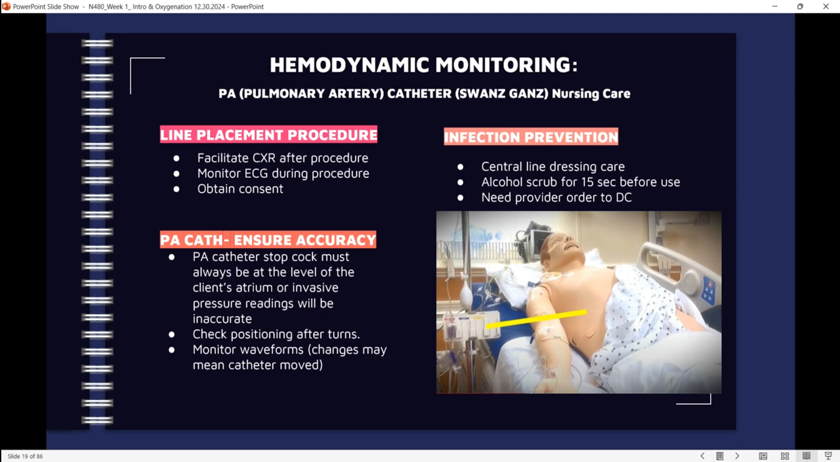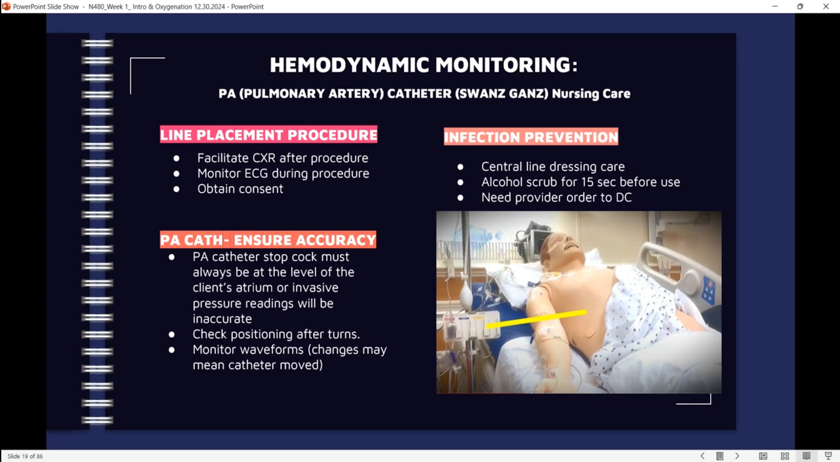You also want to be mindful of the line when that patient gets turned or when they're moving to ensure that it has not been dislodged or anything. Now, how to actually use the PA catheter measuring device, that is going to be more detailed than you need to know. That's going to be something that's going to be taught to you on the unit if you go into critical care. But the big thing from it, I just want you to know, is positioning. You want to make sure that that patient remains level with that stopcock.